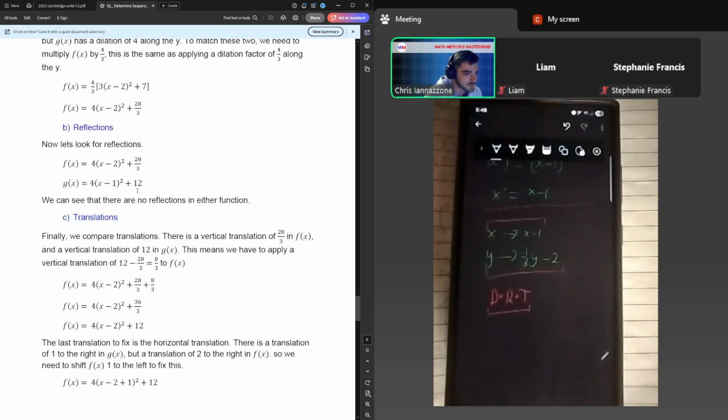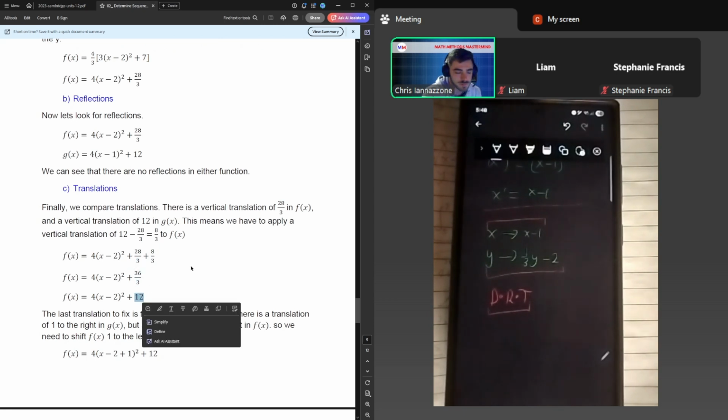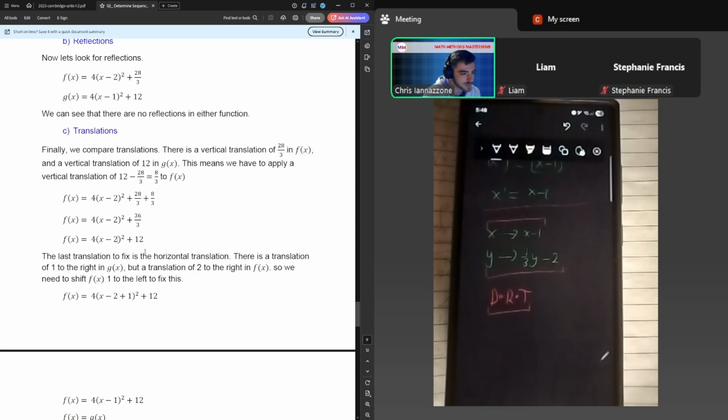Finally, we'll do some translates. To get from F to G in the vertical direction, you just want to figure out what you need to add or subtract to make it look like 12. You literally just do the subtraction between them to find the difference and add that. If you add 8/3 to this, you'll make 36/3, which of course becomes 12. That's going to make the plus 12 look like the plus 12 from G. So you can see that they're pretty close now if you compare F and G. The only thing different is that this is a -1, this is a -2.